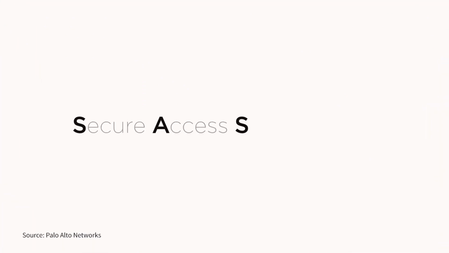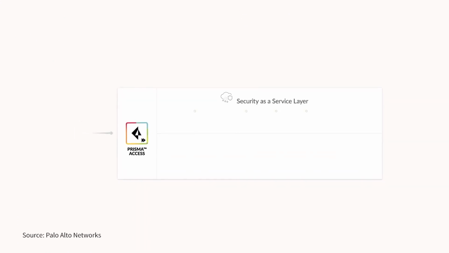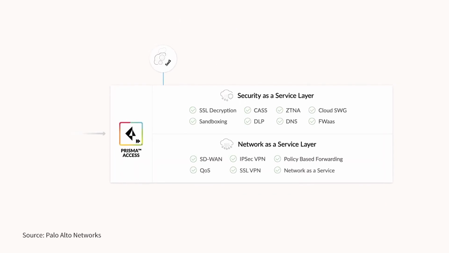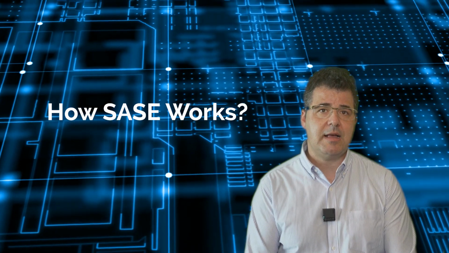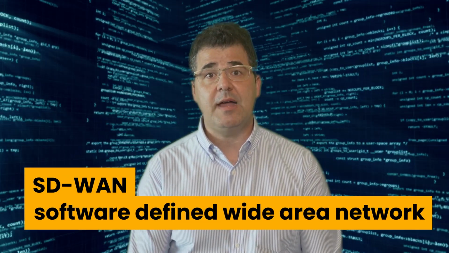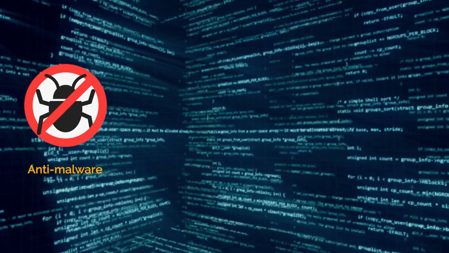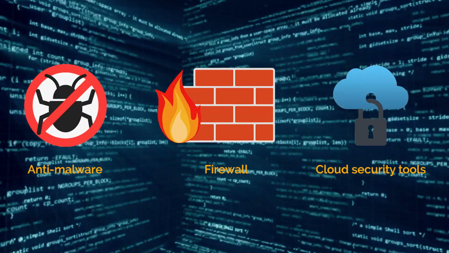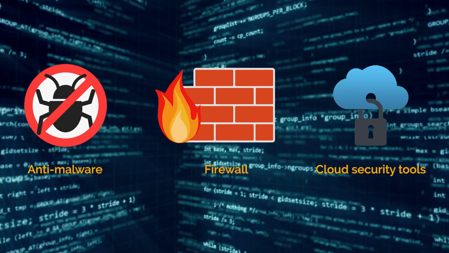SASE will let enterprises address all these challenges and will provide them the opportunity to securely control and monitor their users, applications, and other network resources. So how does SASE work? The SASE framework is a combination of software-defined wide area network, SD-WAN, and other security tools such as anti-malware, firewall, and cloud security tools, whose aim is to secure an organization's network traffic.